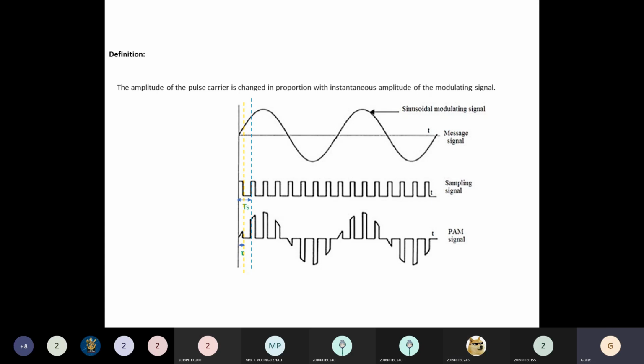This is the diagrammatical representation example for a pulse modulation signal. In this diagram, the first waveform is a message signal, a sinusoidal signal. The second one is the sampling signal, that is nothing but the pulse carrier. This is the pulse amplitude modulated signal. Here the amplitude of the pulses varies with respect to the amplitude of the message signal.